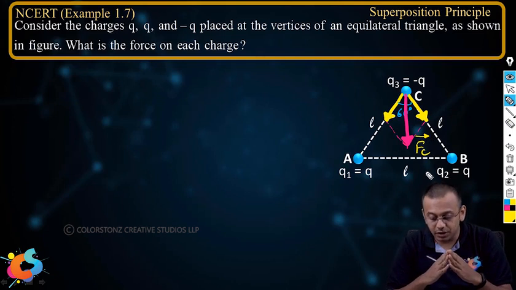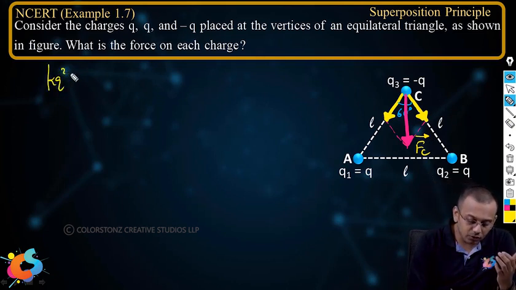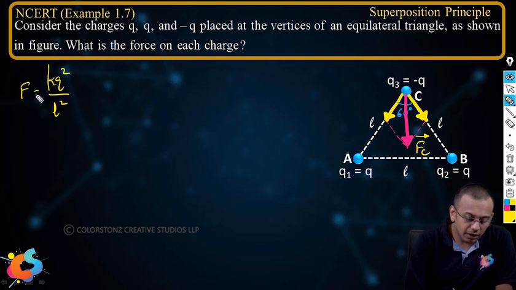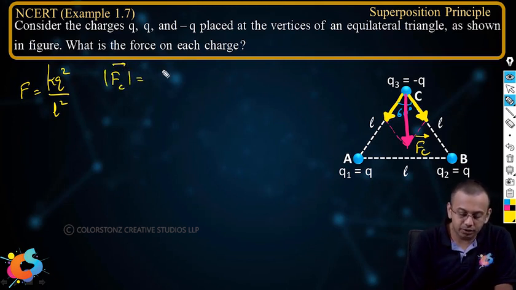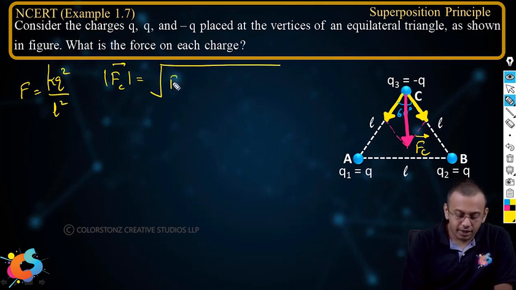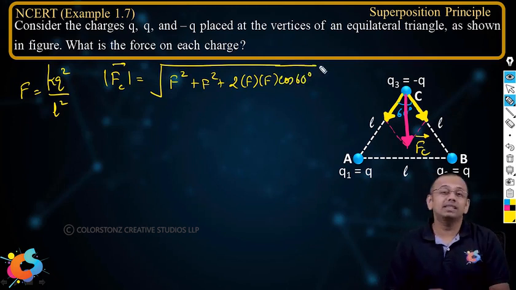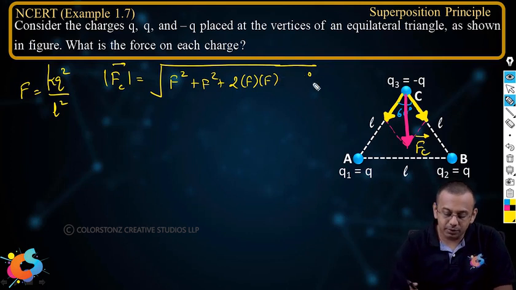Now we have two forces which have the same magnitude, kq square by L square, but they are acting at an angle of 60 degrees with respect to each other. So we'll have to calculate the force on C. Direction we have already specified. Okay, so the magnitude of this is under root of F square plus F square plus 2 F into F cos 60 degrees. Cos 60 degrees is 1 by 2. So I can substitute this cos 60 degrees by 1 by 2. So this 2 will go away.